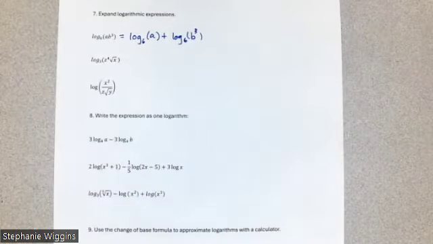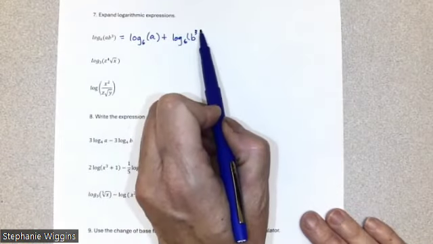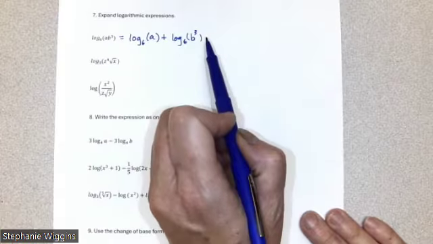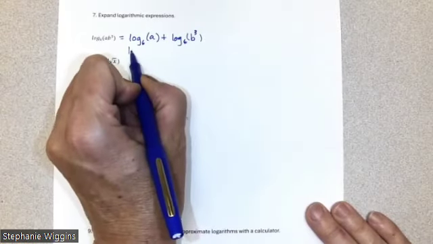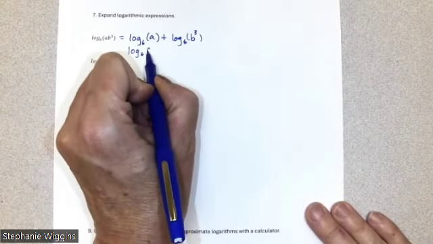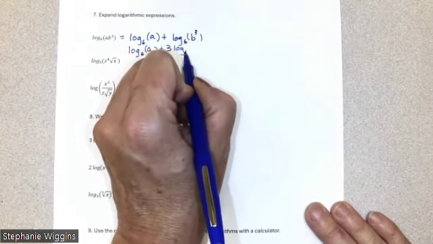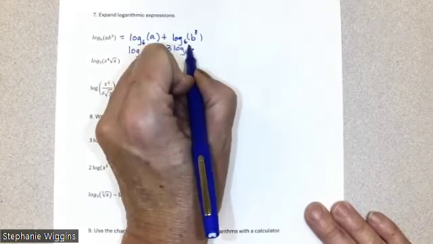And then when you have an exponent on your base, you can bring that exponent out front. So this becomes log base 6 of a plus 3 times log base 6 of b. Okay.